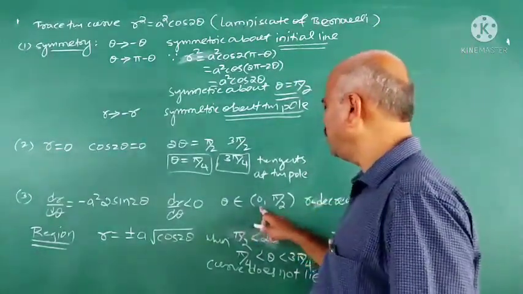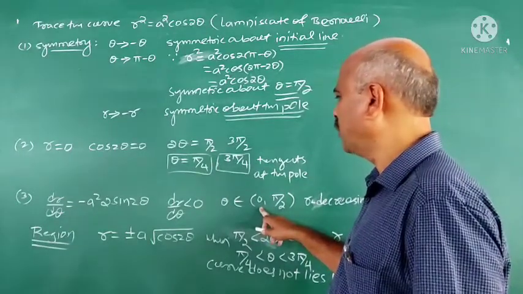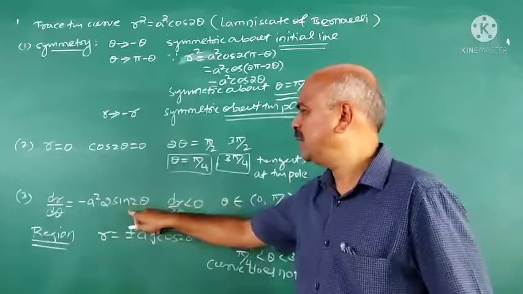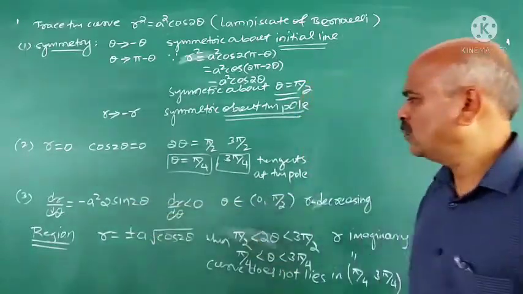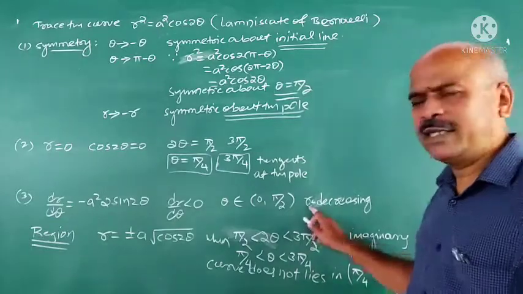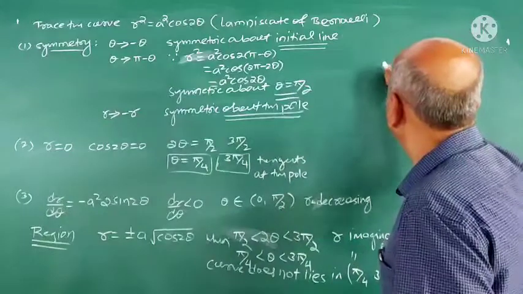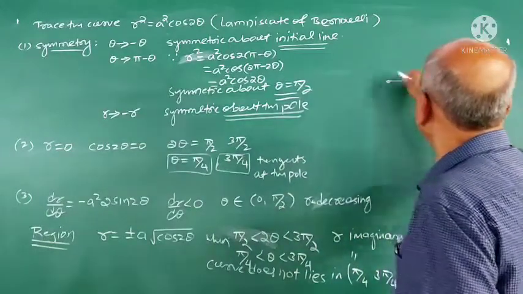From 0 to pi by 4, it is increasing, correct? From 0 to pi by 4, because dr by d theta is negative, it is decreasing, yes, it is decreasing. Now with this, I explain how to draw the curve.